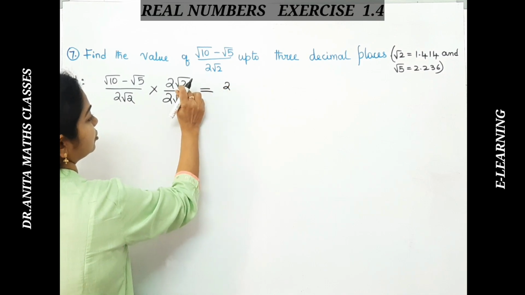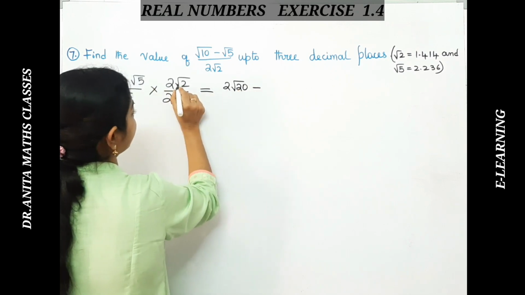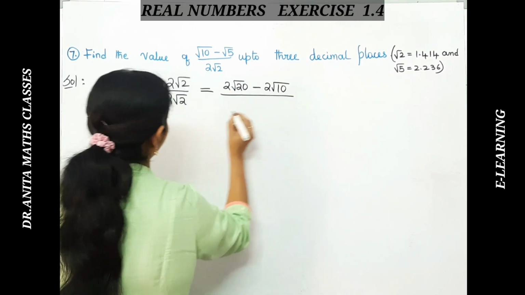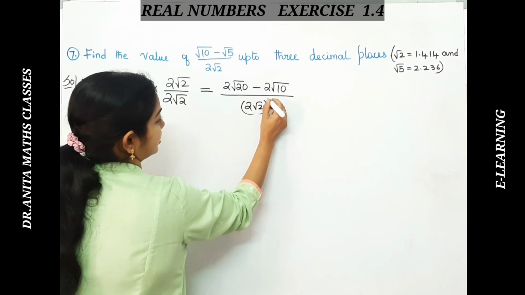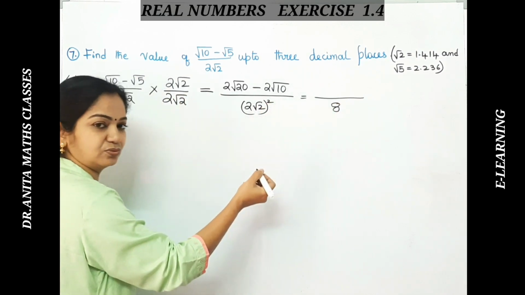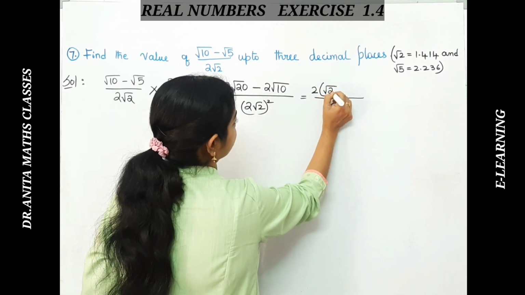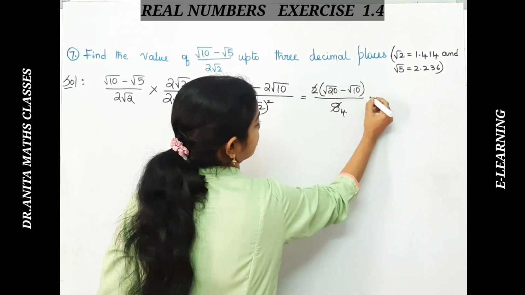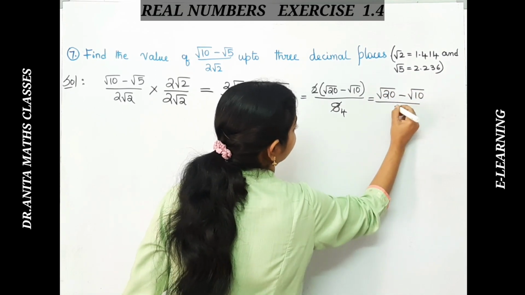We get 2 root 2 into root 10, which comes to 2 root 20, negative 2 root 2 and root 5, which comes to 2 root 10, upon 2 root 2 whole square. So 2 root 2 whole square is equal to 8: 2 square is 4, root 2 square is 2, 4 into 2 is 8. Here we can take 2 common so that we can cancel it off, from root 20 and root 10. So this becomes (root 20 minus root 10) over 4.